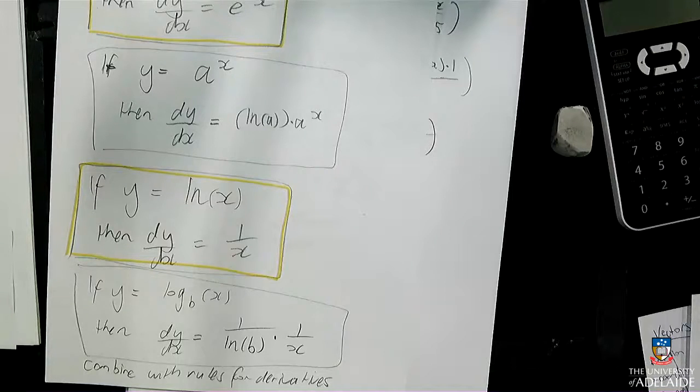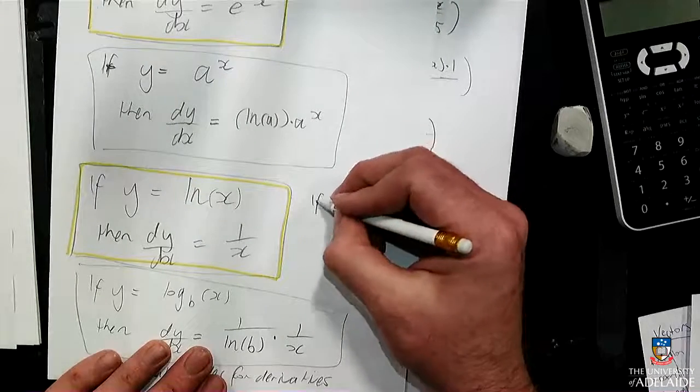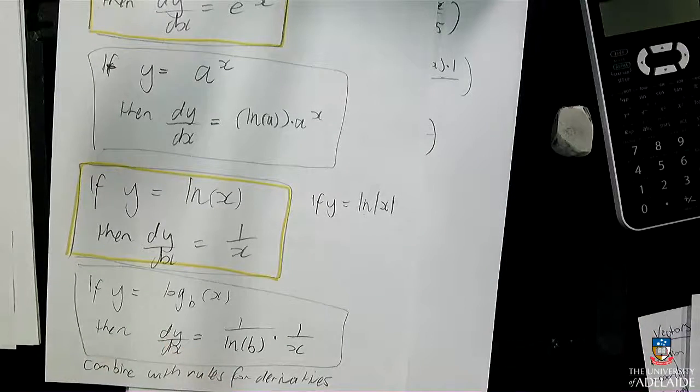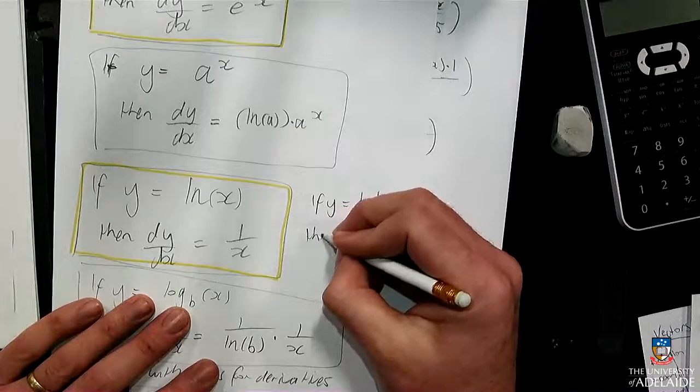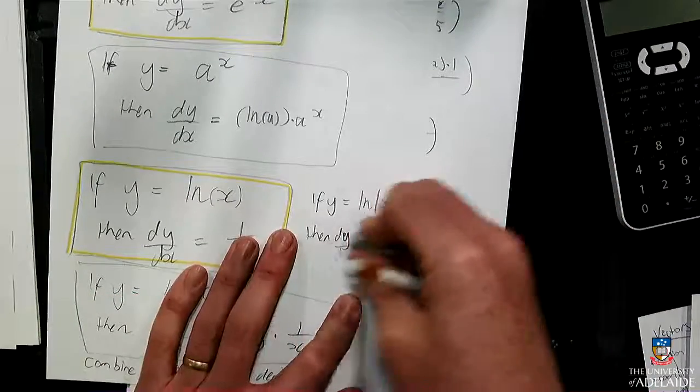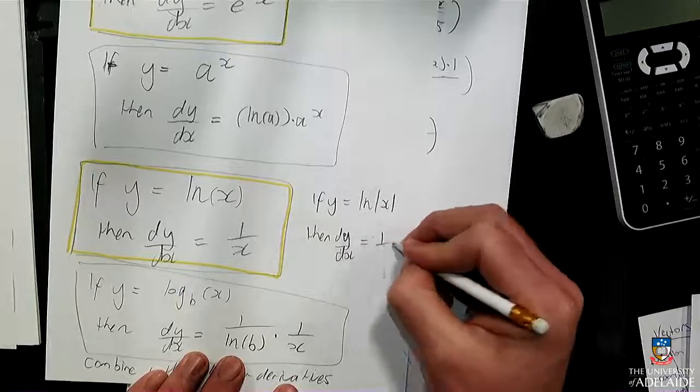It could be positive. If x was negative, ln of minus 3 would be ln of plus 3, and that'd be okay. And the thing is that if you do minus x when it's negative and ordinary x when it's positive, that's the same as doing the absolute value. And so we can actually do this. If y is ln of the absolute value of x, which we do so that we can sub in a negative number inside it, then dy on dx comes out to be also 1 over x.